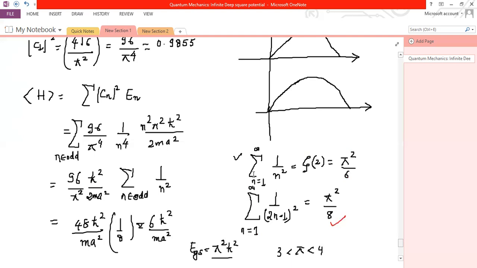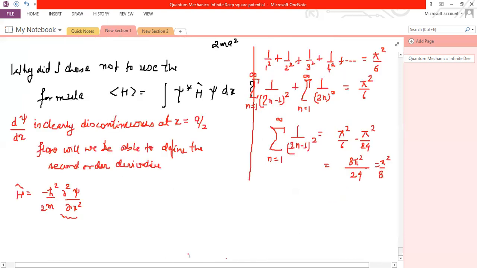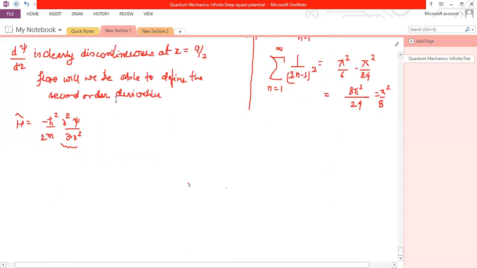Not for the exam, I'm not recommending you to know this for your exam, but you should know it otherwise. If somebody asks this particular thing in your interview, or even as a physicist, this question should come to your mind: why did I not use this particular formula?